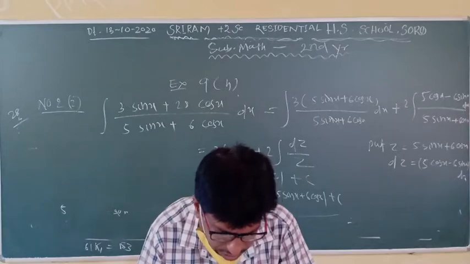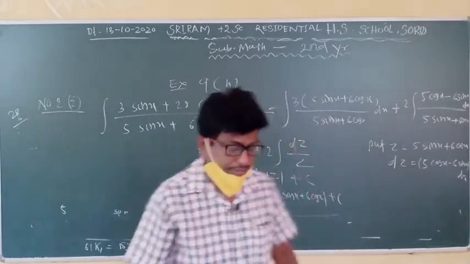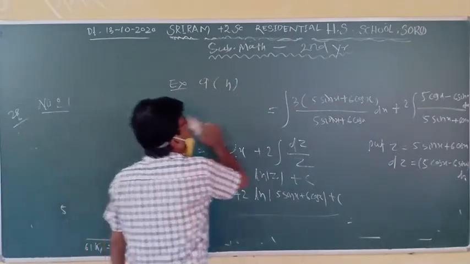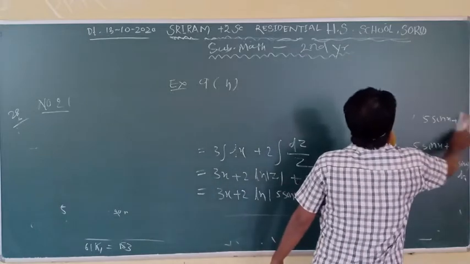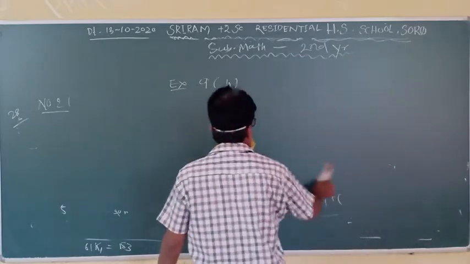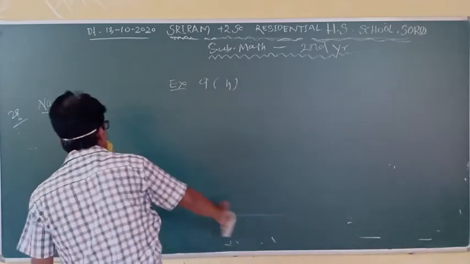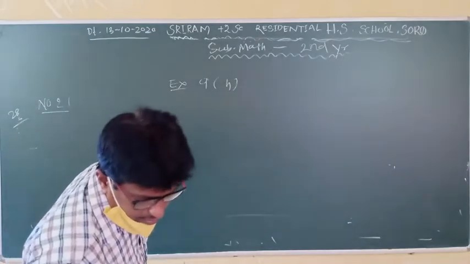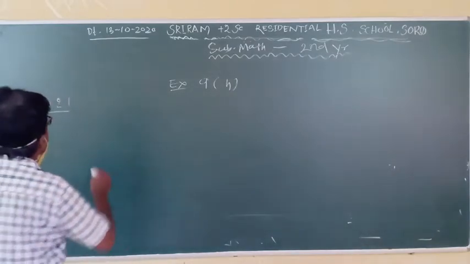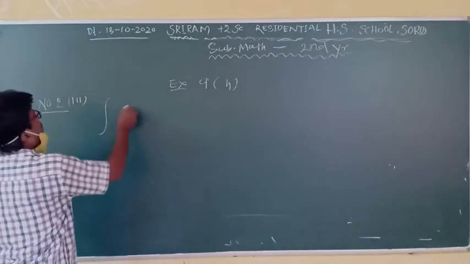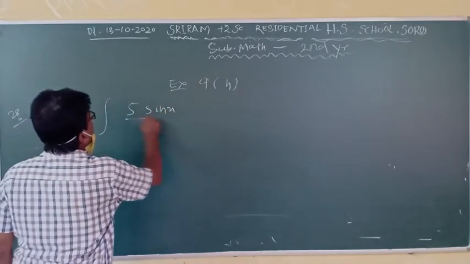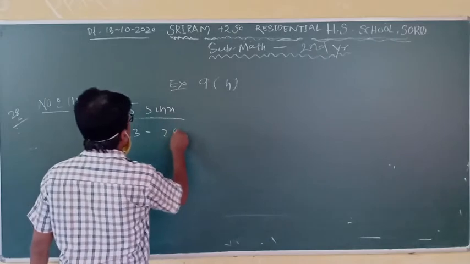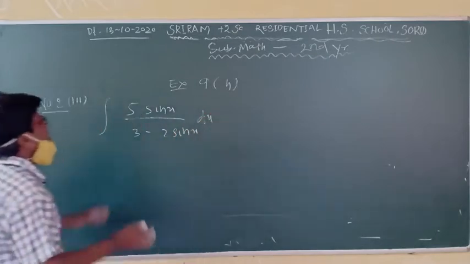Now I am going to number 3i and iv also. That is important. Number 3i: 5 sin x divided by 3 minus 2 sin x. Look at the trick, how to solve this.